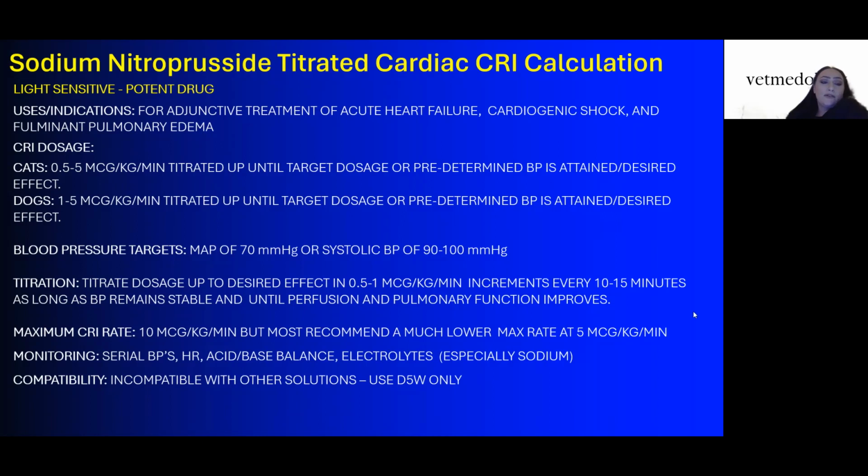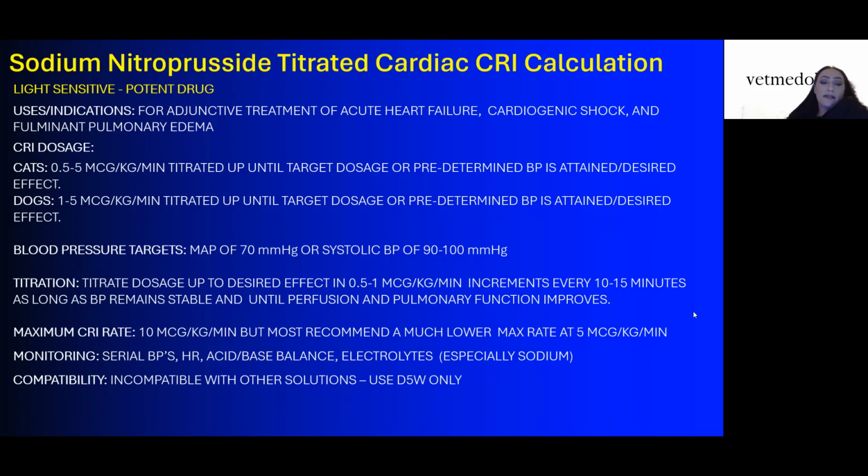Cats, 0.5 to 5 mics per kg per minute, titrated up until target dose or predetermined BP is attained, or desired effect. Dogs is 1 to 5 mics per kg per minute, titrated up until target dosage or predetermined blood pressure is attained, or you reach the desired effect. Blood pressure targets a mean arterial pressure of 70 millimeters mercury or systolic blood pressure of 90 to 100 millimeters mercury.